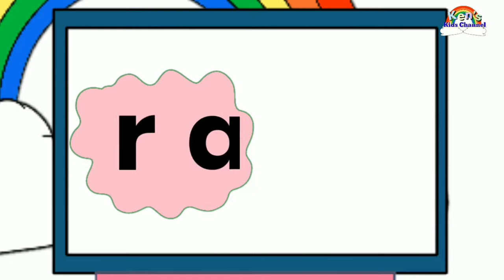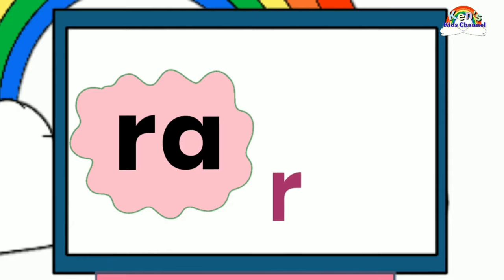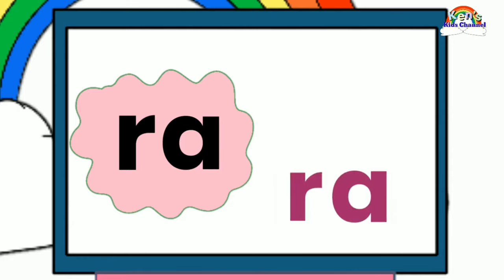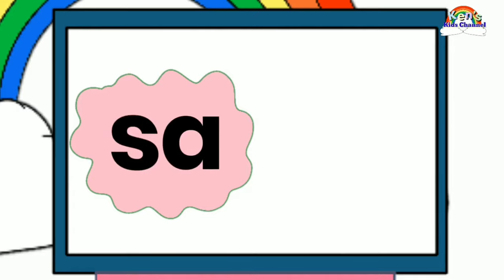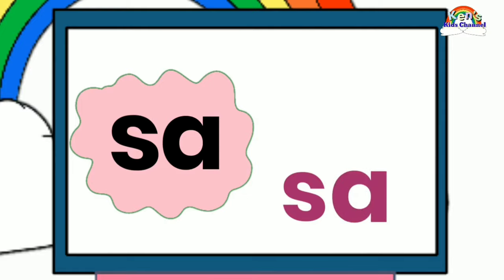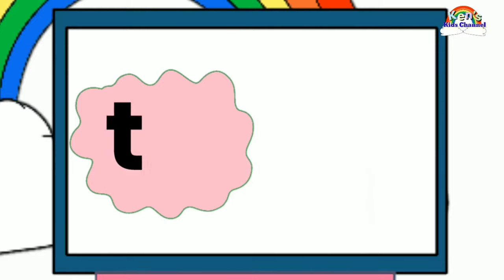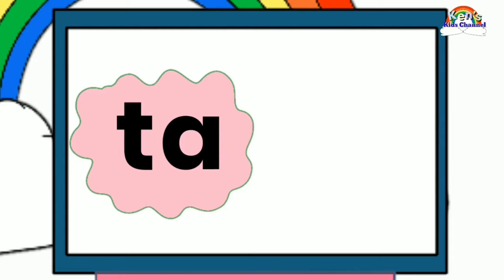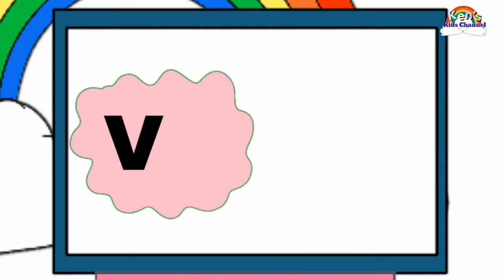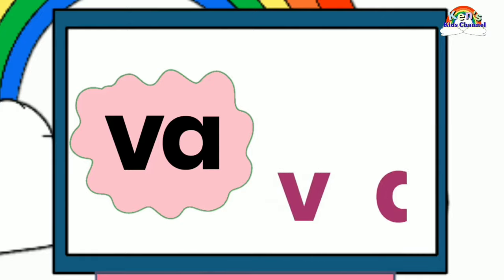R, a, ra. R, a, ra. S, a, sa. S, a, sa. T, a, ta. T, a, ta. V, a, va. V, a, va.